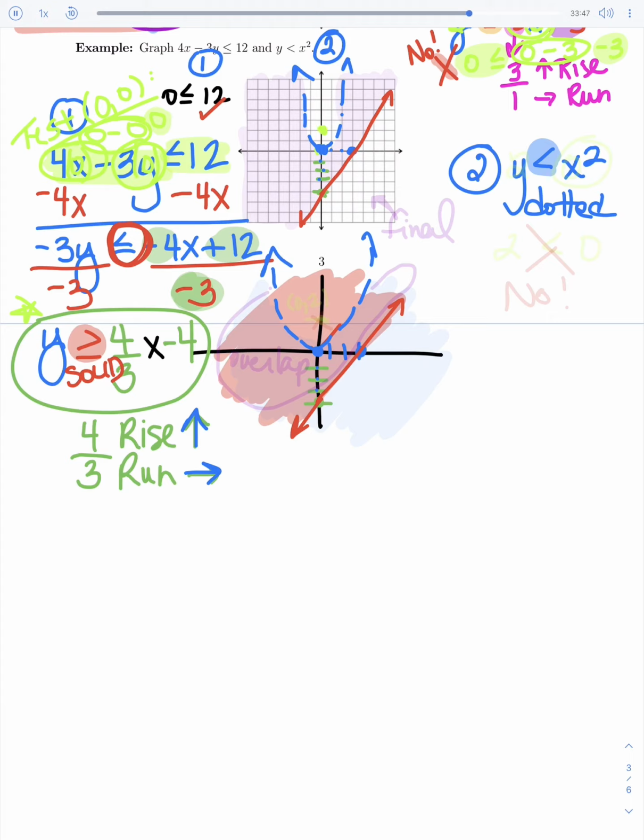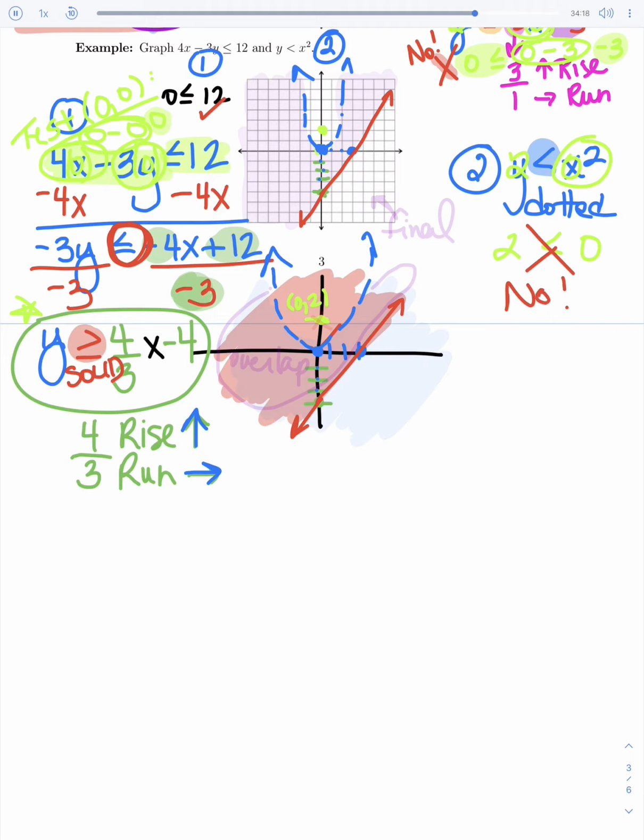I'm going to pick anything I want, but I'm going to pick this point up here. I'm going to pick 0, 2 to test. So that means I'm plugging in 0 for x and 2 for y. Well, 0 squared on the right-hand side will be 0. And 2 will be on the other side. Is 2 less than or equal to 0? Or sorry, is 2 less than 0? Absolutely not.